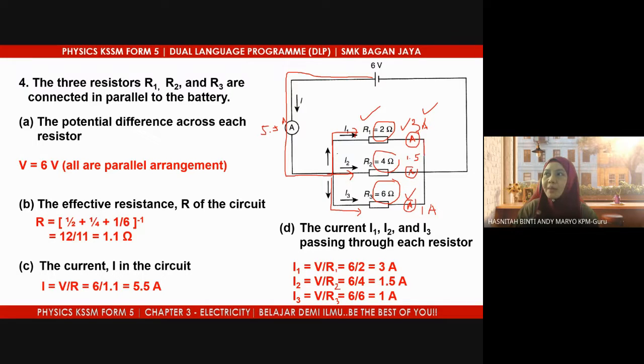So when they meet back at the end of the branches, 3 ampere, 1.5 ampere, 1 ampere meet here, then it will become 5.5 again. Can you see the journey of this current through this parallel circuit? 5.5 flowing, and then 3 ampere enters the first branch, 1.5 enters the second, 1 ampere enters the third, and they meet back at the end of the road and become 5.5 again. So this is the journey of a current through a parallel circuit.